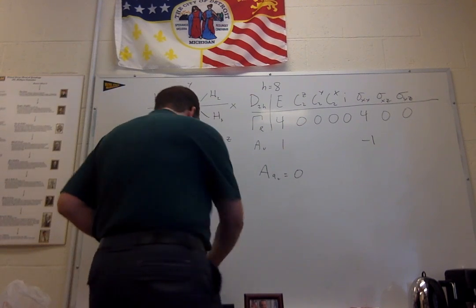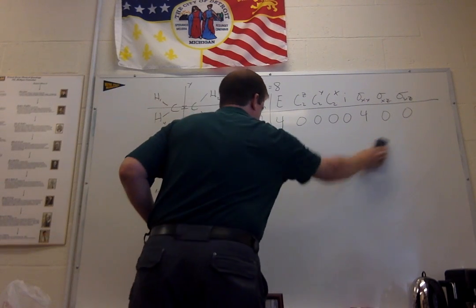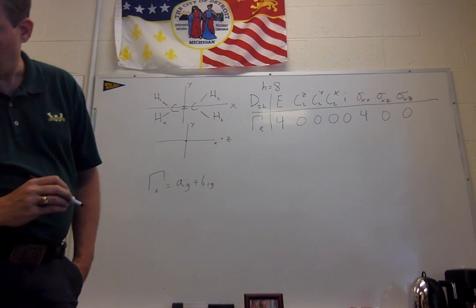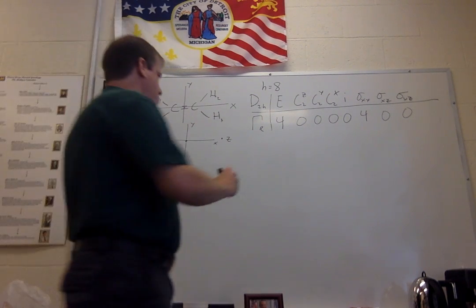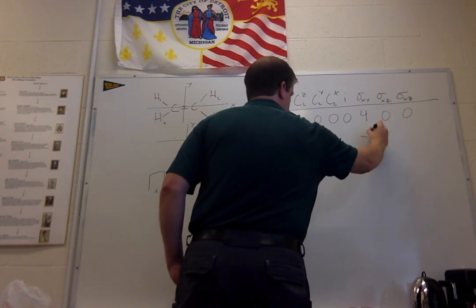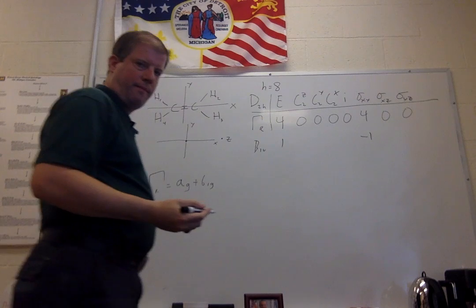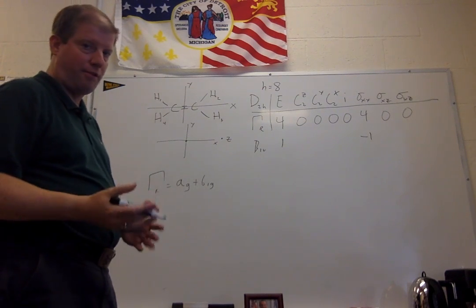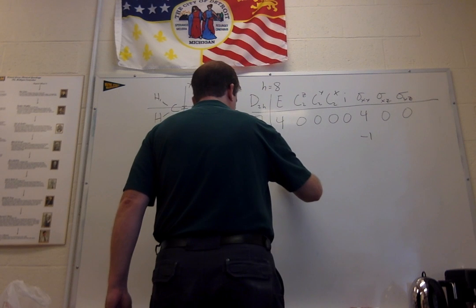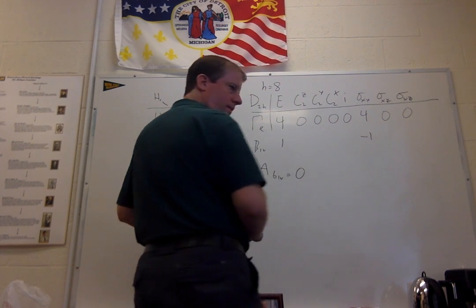Next one down. B1u. Again, a 1 and a negative 1. So we're going to get 4 minus 4 yet again. And the contribution of B1u is 0.